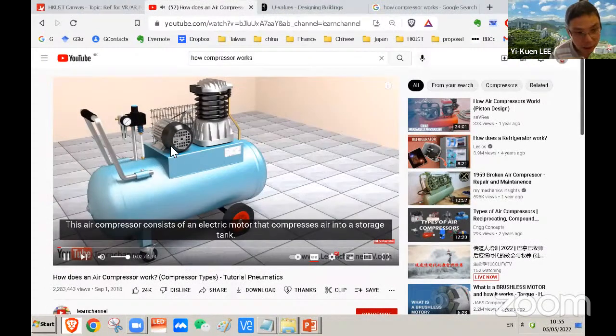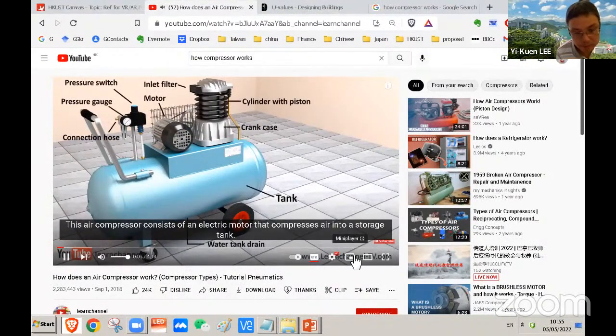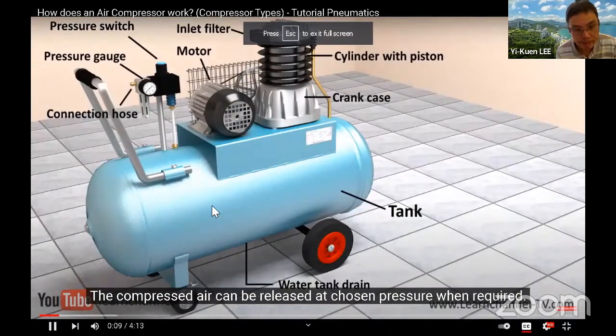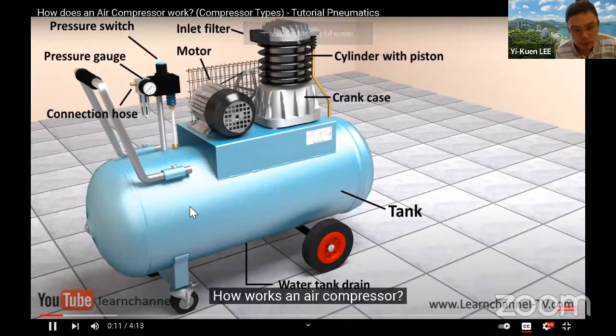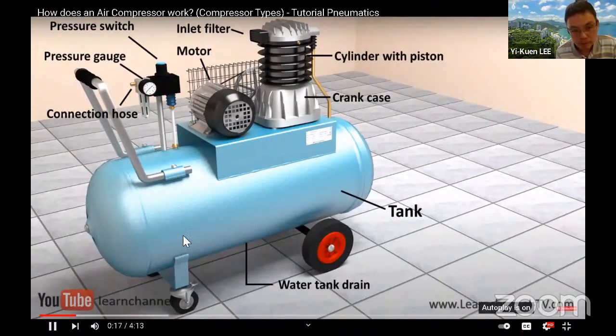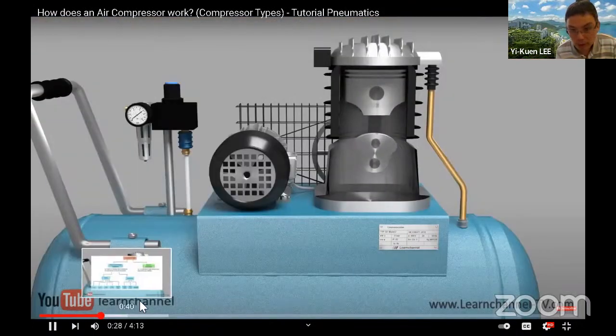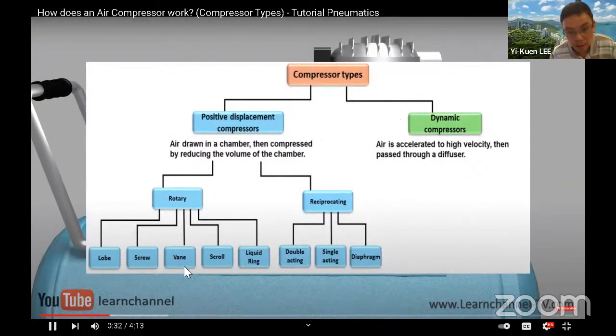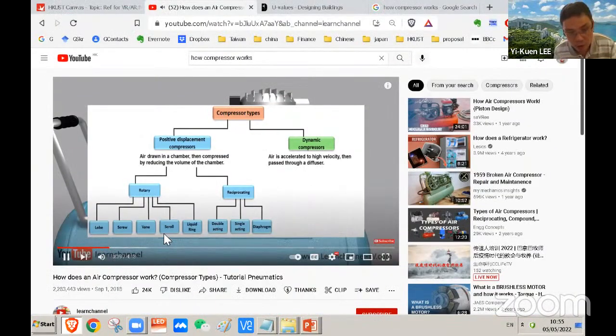This air compressor consists of an electric motor that compresses air into a storage tank. The compressed air can be released at chosen pressure when required. How works an air compressor? What are the criteria for selecting a proper air compressor? No, I just showed Continue with an overview. Yeah, it's a piston cylinder. Normally, the compressors used in the field of automation and workshops are the so-called positive displacement compressors. Similar to the engine. Here, pressure is excited. You have this kind of piston cylinder.